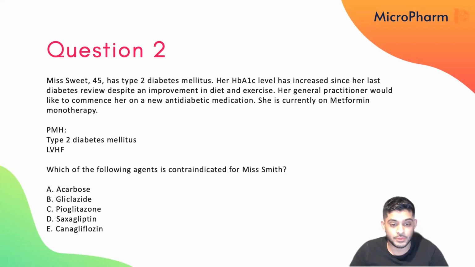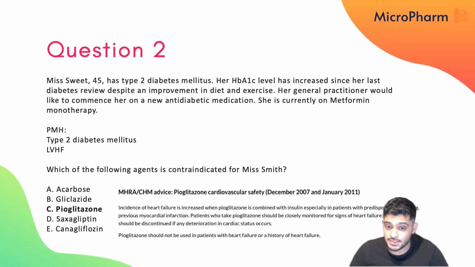The large majority put down pioglitazone, which is correct. Pioglitazone has a cardiovascular safety warning where there's an increased incidence of heart failure associated with pioglitazone. In particular, I'm more concerned when it's in combination with insulin. However, there's a strict contraindication for giving it to patients with heart failure. For example, Miss Sweet has left ventricular heart failure, as you can see over here, so pioglitazone is contraindicated because it can exacerbate the heart failure. So very important to take into consideration.